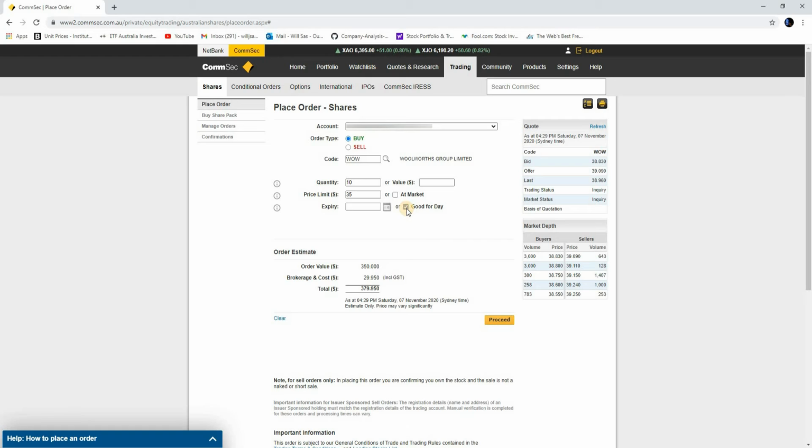Usually I choose good for day because I like to reassess the following day just to see where the market is at, because it might drop 2% or 3% the following day. It might also go up 2 or 3%. I don't really know, but I'm happy to assess it the following day if my order doesn't get filled from the previous day. So then at the bottom, you have order estimate.